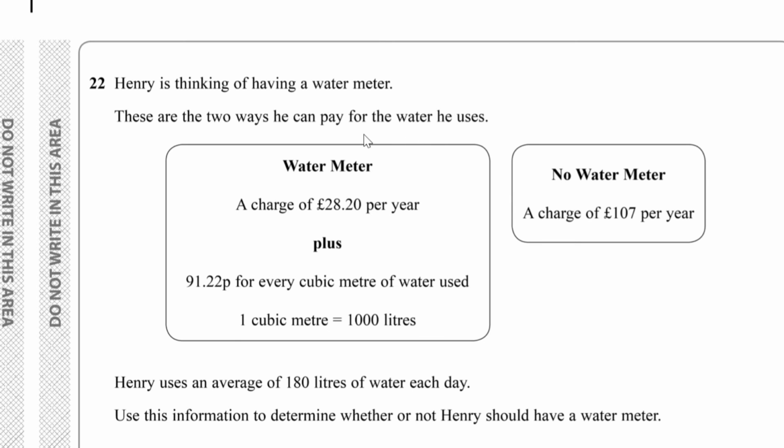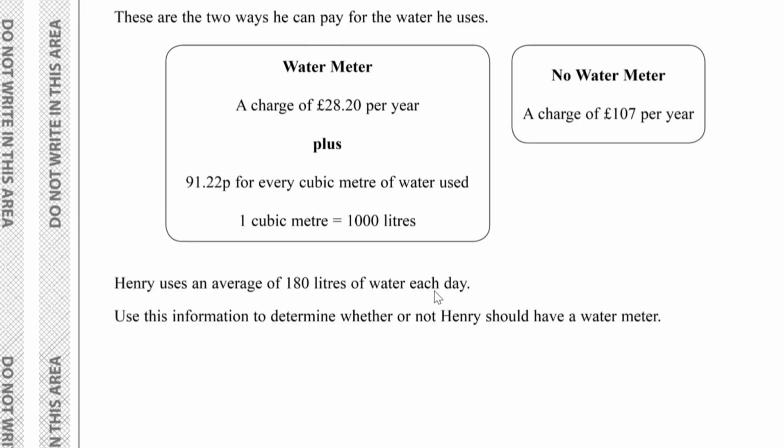Question 22. Henry is thinking of having a water meter. These are the two ways he can pay for his water that he uses. With a water meter, we've got a charge of £28.20 per year, plus 91.22p for every cubic meter of water used, and 1 cubic meter is 1,000 litres. With normal water meter, we've got a charge of £107 per year. Henry uses an average of 180 litres of water each day. We have to use this information to determine whether or not Henry should have a water meter.